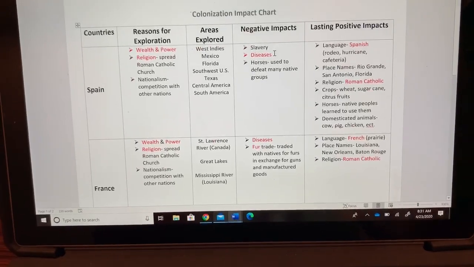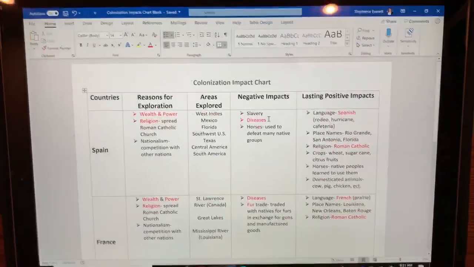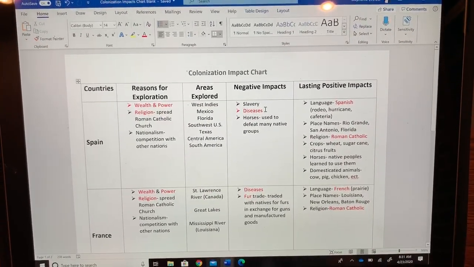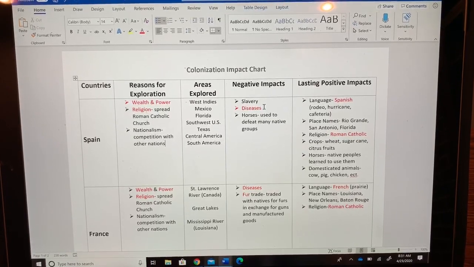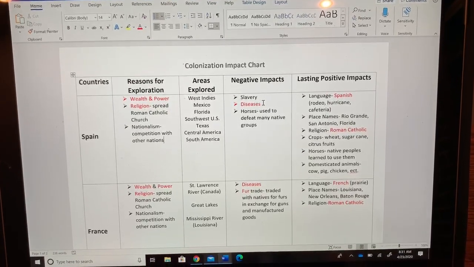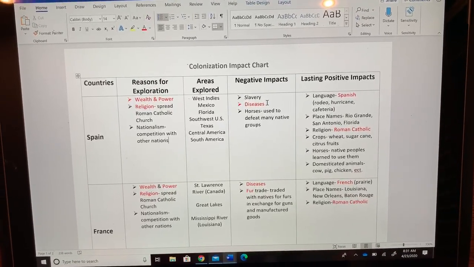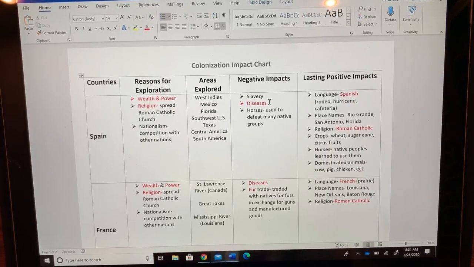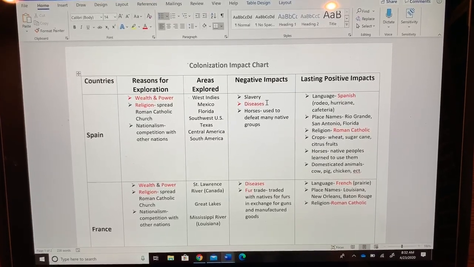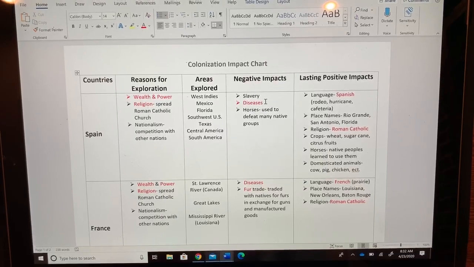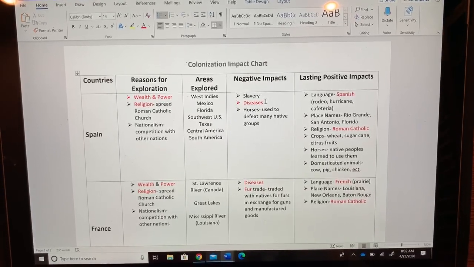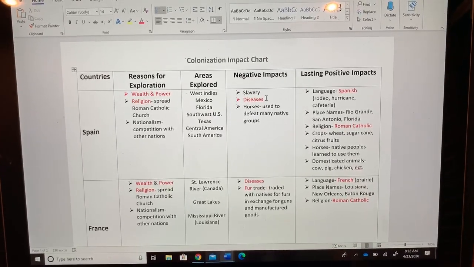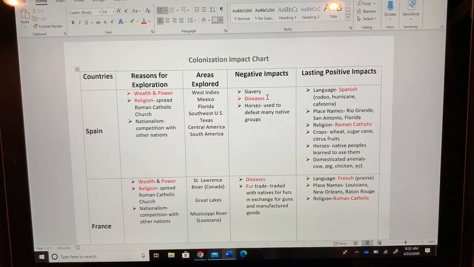The second one I kind of just hinted at, diseases. Sadly, this is something that we probably understand a little bit better now. There were lots of diseases that Europeans brought with them to the New World that the Native Americans had no immunity to. And so there was no way, there was no vaccine, nothing to prevent these Native Americans from getting very sick. Smallpox was one of the big ones.